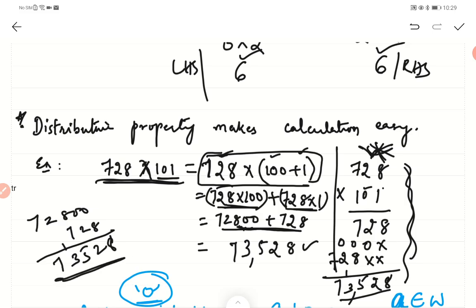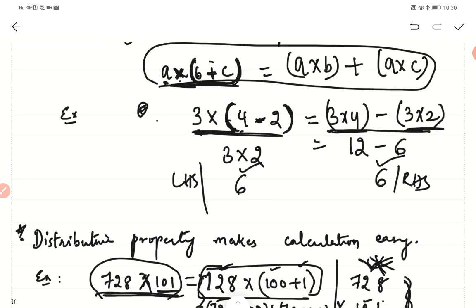After verification I got the same number, which I can verify with the number I got when I multiplied directly. Both are the same, aren't they? So this proves that for any number of such a type, you can use the distributive property to make the calculation very easy. Here multiplying with 100 is easy for me, multiplying with 1 is also easy, and addition is better, right? So this is how you use the distributive property.